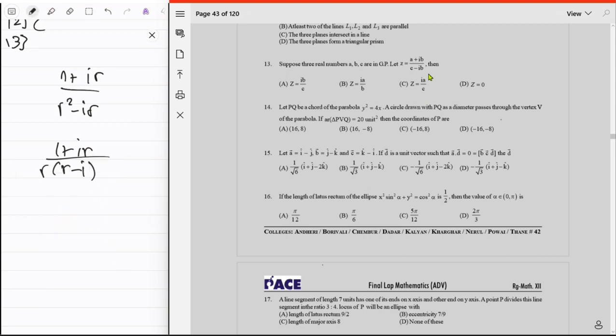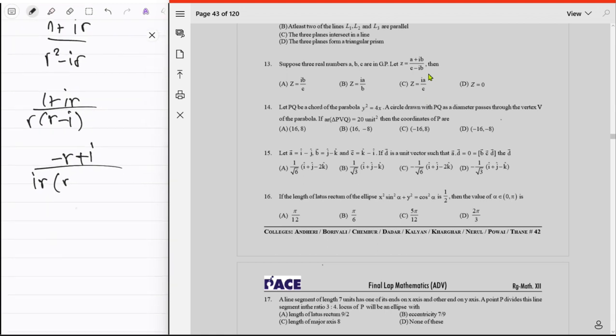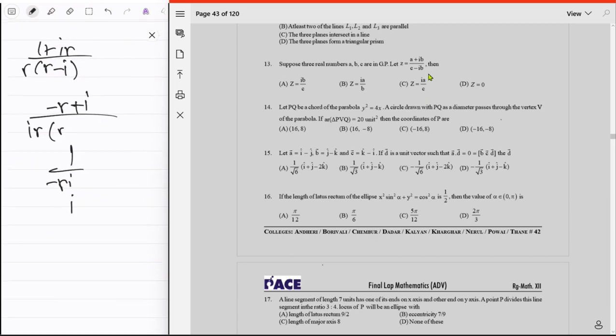Just take an iota out, like 1 plus i, what goes below, just iota came out. Actually negative iota, right? Or multiply by iota on both sides. Just get negative r plus iota upon iota r, and then you just have r. And just negative one. It's like 1 upon negative r iota, which happens to be iota upon r. Right, this is z. So z is just right.